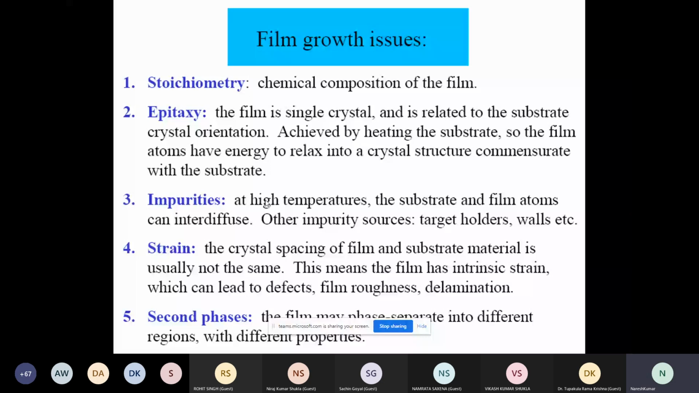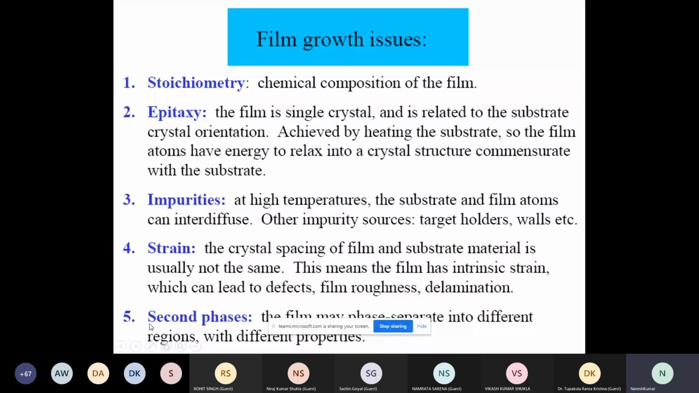Next is strain. When we deposit films over a substrate, usually the crystal structure of the substrate and film are not the same, and accordingly my film can be under stress or strain. So one has to look at this also. And there may be a few more issues also.